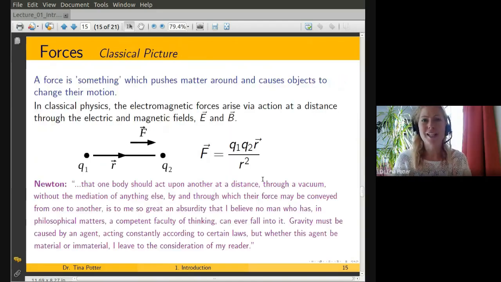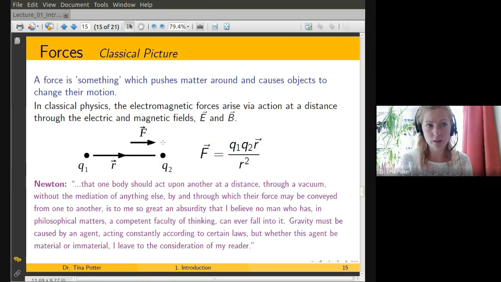Okay, so those are the particles, that's the matter. Let's move to the other side of the conversation and talk about forces. So forces in general are just something that pushes objects around and causes them to change. And you've seen this in electromagnetism. You've got these electromagnetic forces arising at a distance through your electric and magnetic fields. And it depends on the charges of the particles that they're acting upon and also the distance between them. This is not new to you. But it may be something that you didn't like.